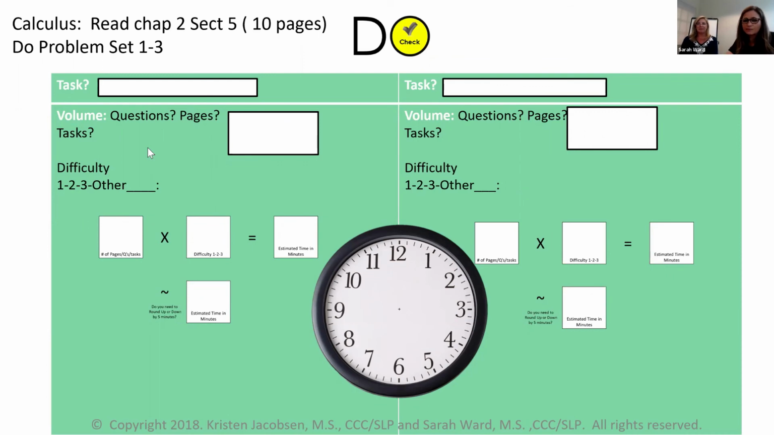So in this example, the calculus problem is to read chapter 2, section 5, 10 pages, and do problem set 1 to 3. So I now know that I'm going to read and I'm going to do a problem set. I'm putting my PS for problem set. So I have to read 10 pages in my calculus, and my problem set has 3.